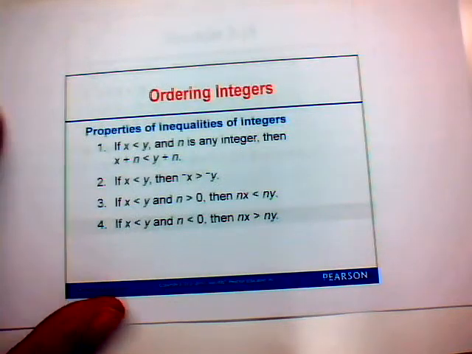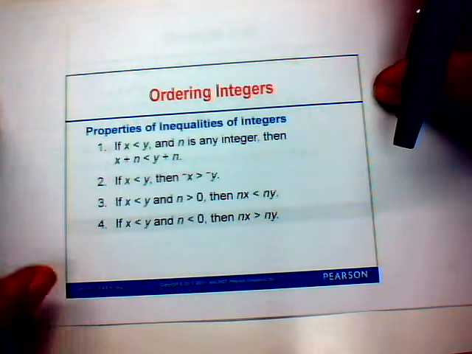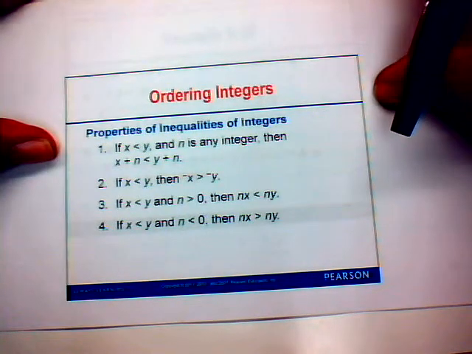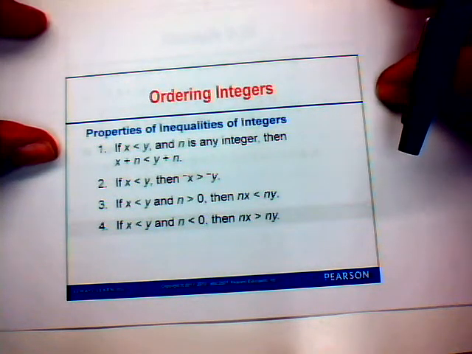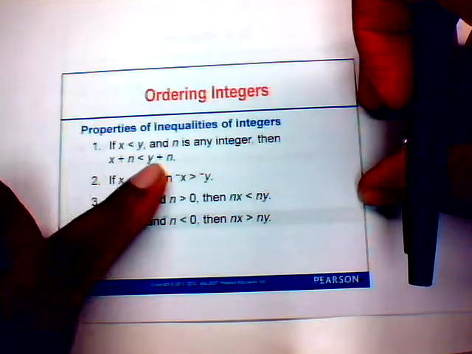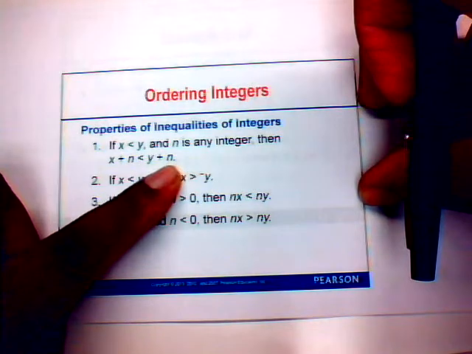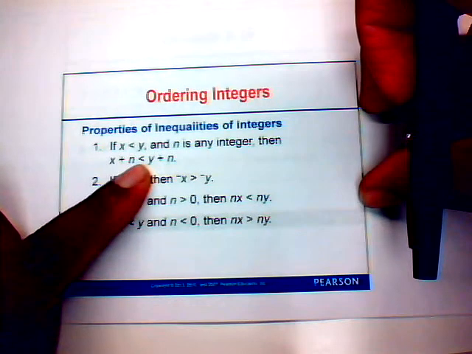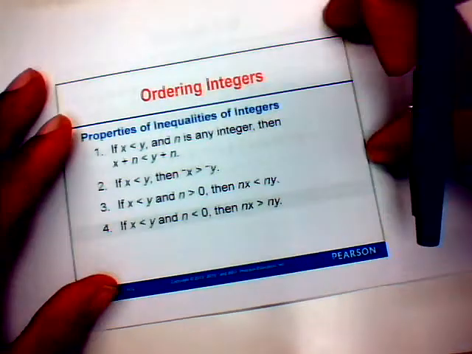And here are some properties of integers. Well, for inequality of integers. If x is less than y and n is any integer, then if you add the same integer to both sides of this inequality, x plus n will still be less than y plus n.